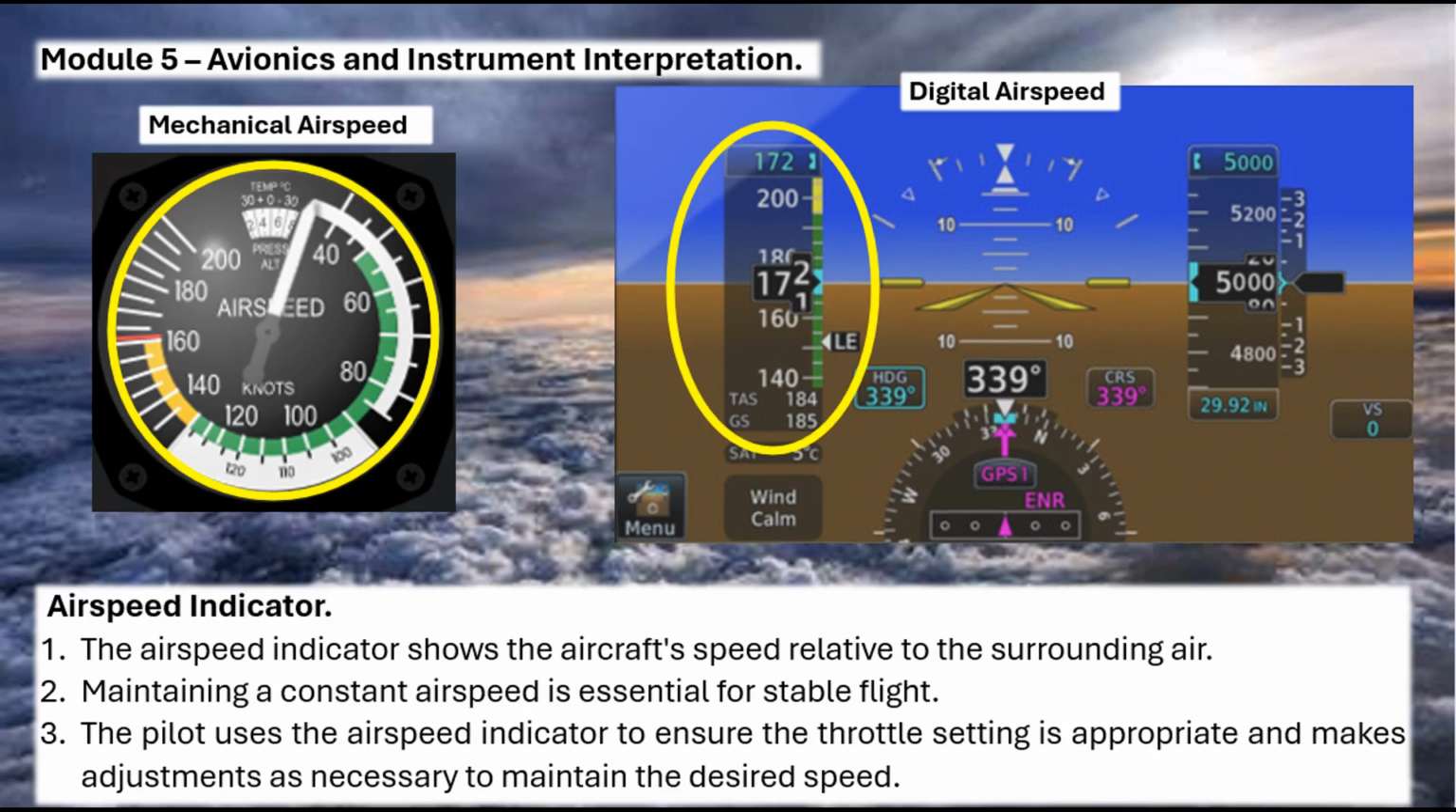Airspeed indicator. 1. The airspeed indicator shows the aircraft's speed relative to the surrounding air. 2. Maintaining a constant airspeed is essential for stable flight. 3. The pilot uses the airspeed indicator to ensure the throttle setting is appropriate and makes adjustments as necessary to maintain the desired speed.